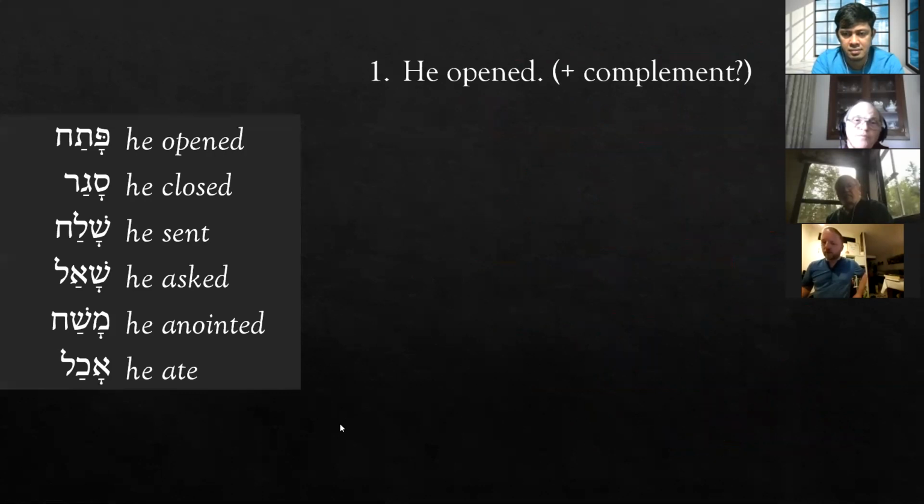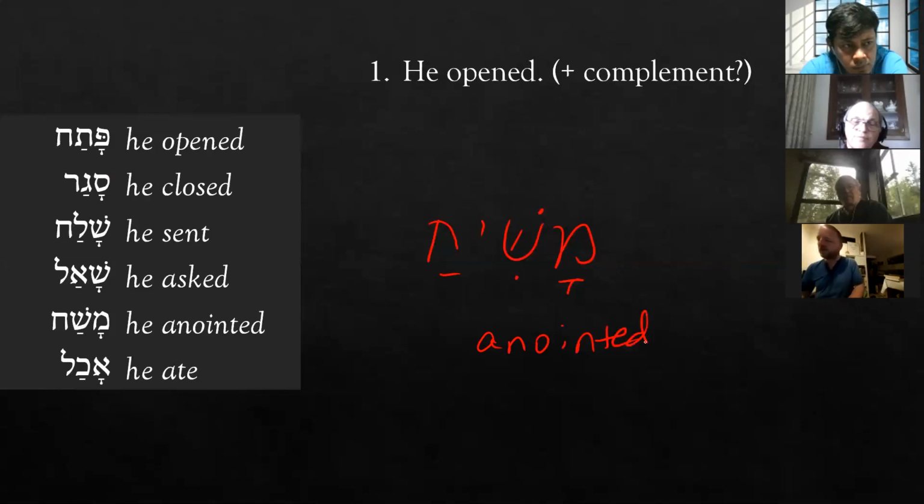All right, we're going to look at a couple of sentences using the verbs that we have here. Patach, he opened. Remember, we had the imperative patach, open. So patach is he opened in the past. Sagal, he closed. Shalach, he sent. Shal, he asked. This one you haven't had yet, but it's common enough. Mashach, it's not so common, but it's common in our minds and our thinking, because Mashach is where we get the idea of Mashiach. Mashiach is anointed. It's the word that's used to mean the Messiah in later Hebrew.